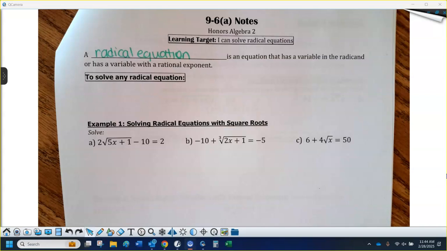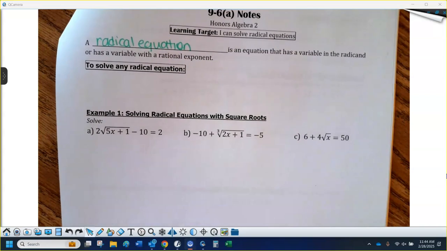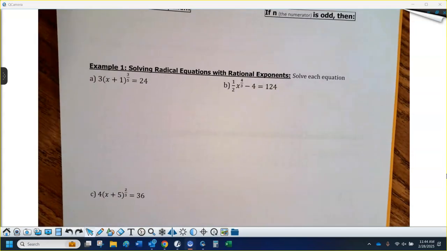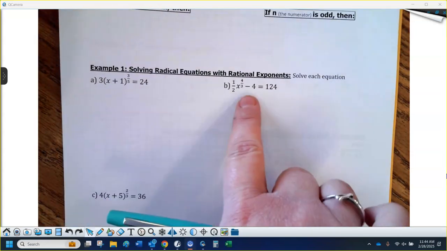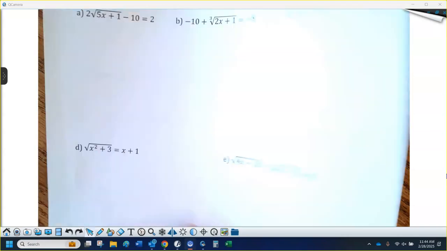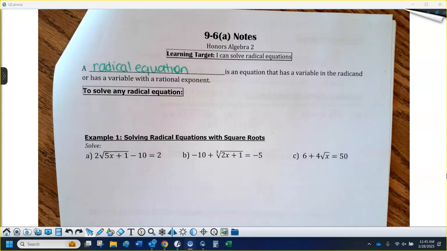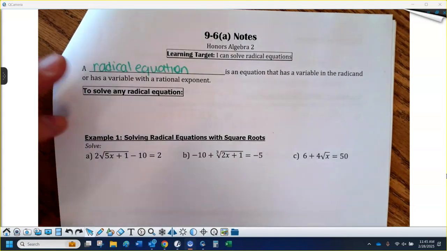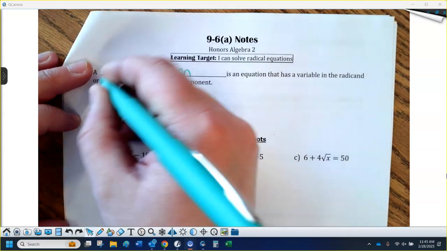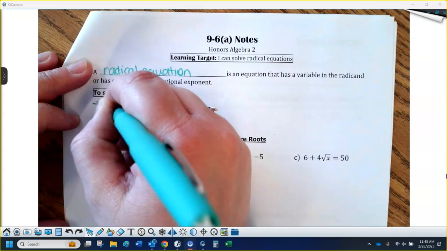The other type is where it has a rational exponent. I'm just going to flip the page real quick. So rational exponent is going to be like we have a fraction exponent like we were simplifying yesterday. What we're going to work on today will all be a square root or a cube root.